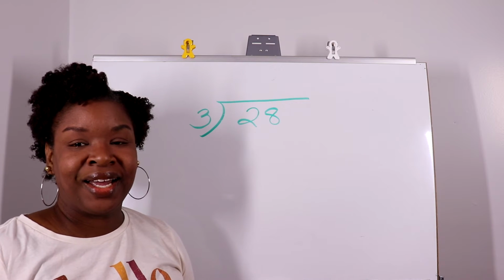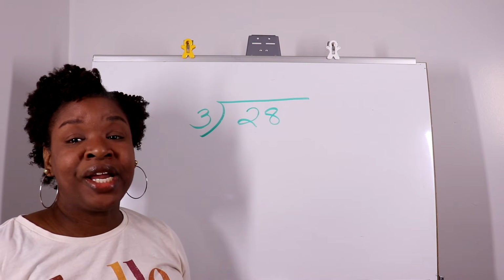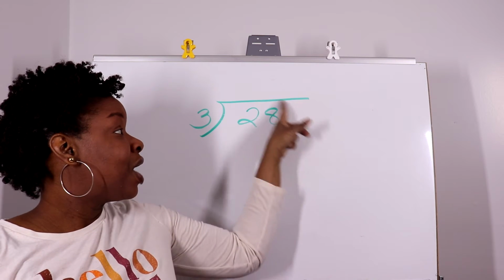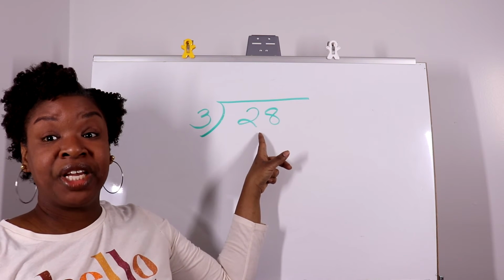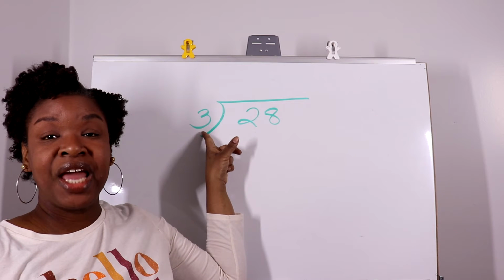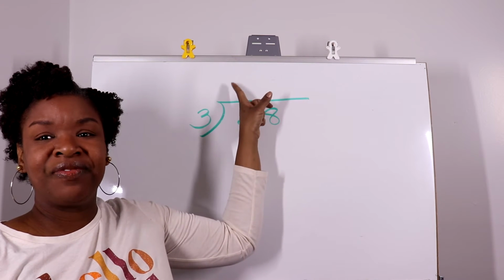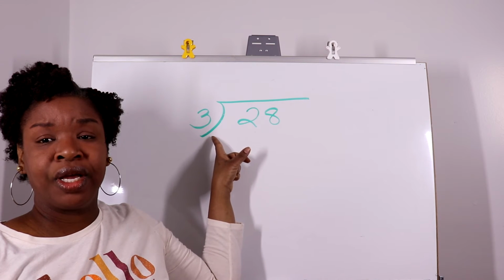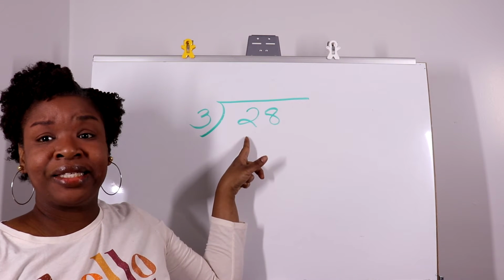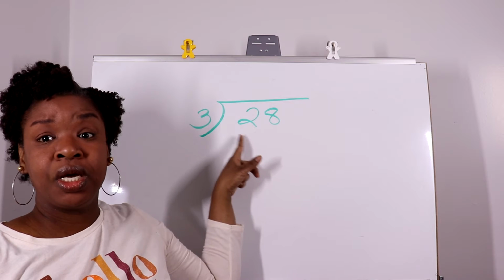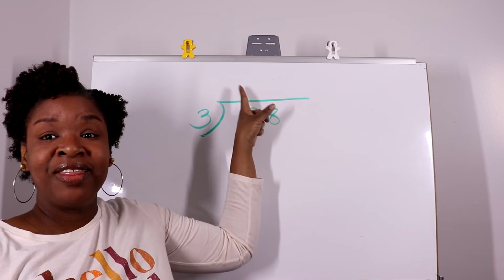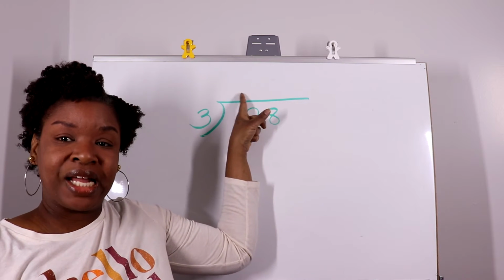Okay, so now, our next problem is we have 28 as our dividend, 3 as our divisor, and we need to find the quotient. So that is 28 divided by 3. 28 is the number that's being divided into. 3 is the number that we're going to use to divide. And this is our quotient or answer.